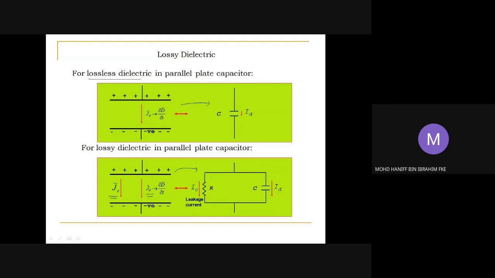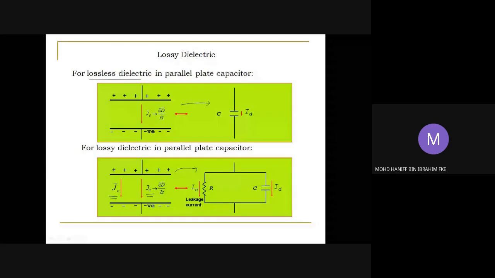As such, the equivalent symbol for this capacitor will be a structure consisting of two components: one resistor in parallel with the capacitor. In the resistor branch, we have the conduction current passing through, which we can also call the leakage current. In the capacitance branch, the current that passes through is the displacement current. So this is the equivalent circuit comparing the two types of capacitor, one with a perfect dielectric and one with a lossy dielectric.